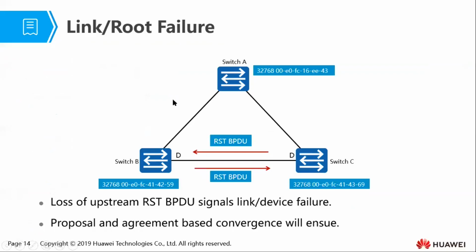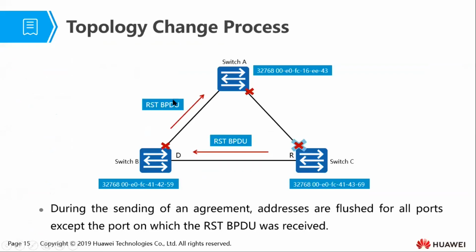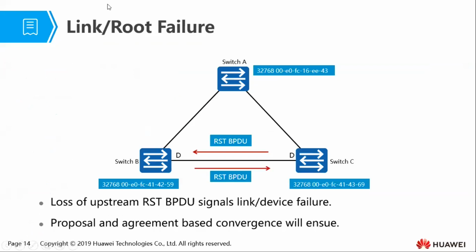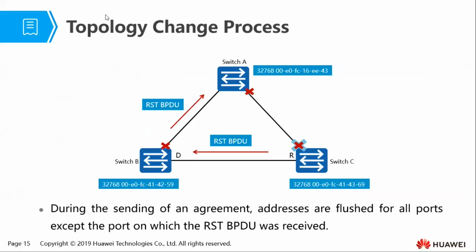Convergence. Okay. Topology change process. The topology change process: we need to notify the upstream devices of a link or a device failure so that we can avoid MAC address table instability.